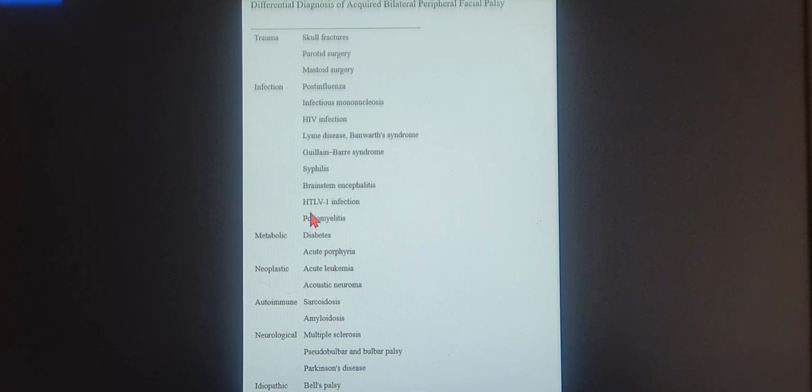So the first thing, the most common, is the Lyme disease, then sarcoidosis, then syphilis, then Guillain-Barré syndrome. So I'll be talking about what investigations you can carry out and what is the protocol of management.